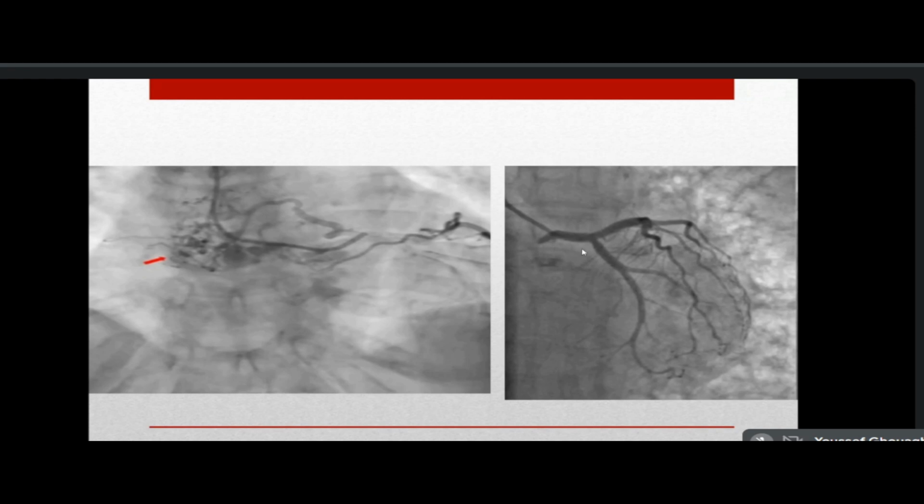As you can see here, we have the left main coronary, circumflex, the ascending coronary, but it's totally normal without any neovascularization, without any stenosis or something like that. But here we have, as you can see, a neovascularization.